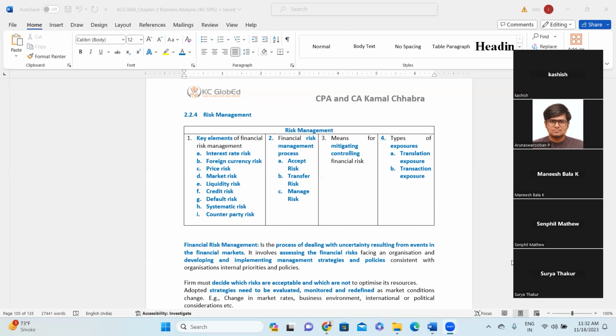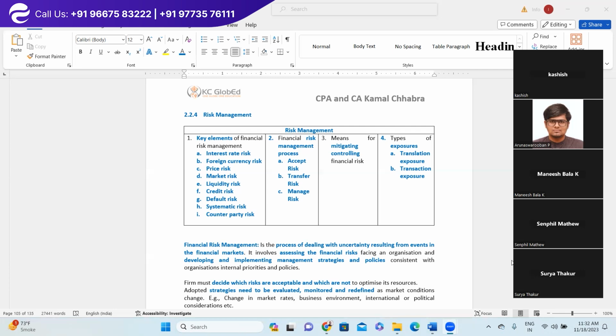Next is credit risk. Any idea what is credit risk maybe? Availability of loans. Have you heard of CIBIL score by any chance? Yes, sir. Have you taken any loan by any chance? Yes, sir. Right? What do bankers do? They check your CIBIL score, right? What is the CIBIL score all about?